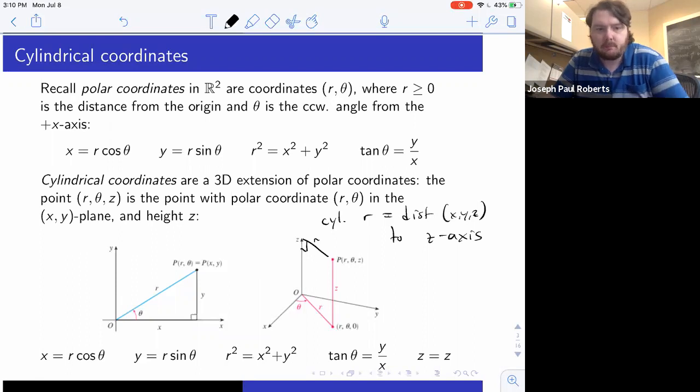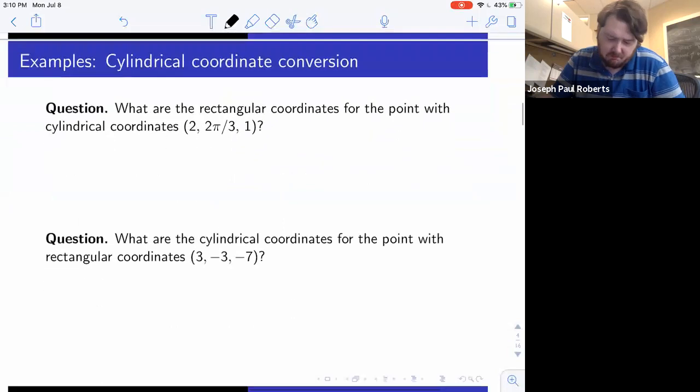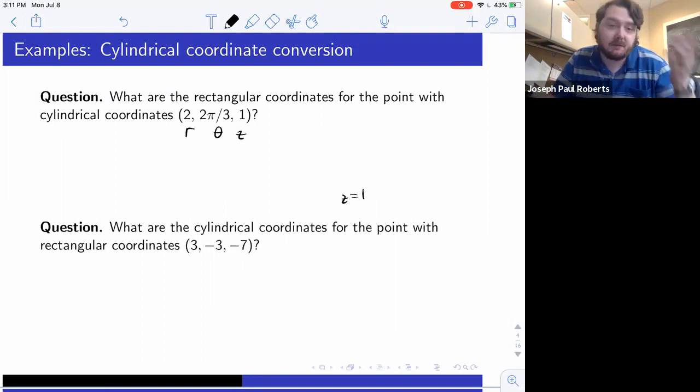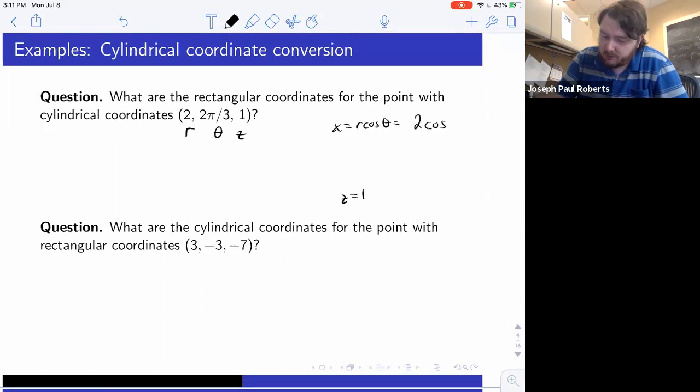Okay. And so let's take a look at converting some points. So what are the rectangular coordinates for the point with cylindrical coordinates 2, 2 pi over 3, 1? So these are r, theta, and z. So, okay, well, z is 1, right? Because with cylindrical coordinates, you're just leaving z alone. You're not doing anything to z. And so x is r cosine theta, so 2 cosine of 2 pi over 3.